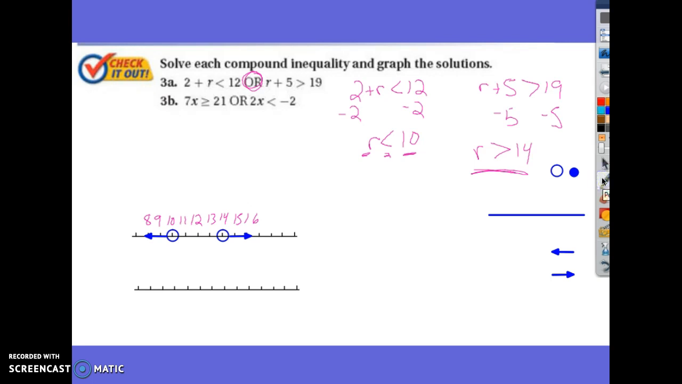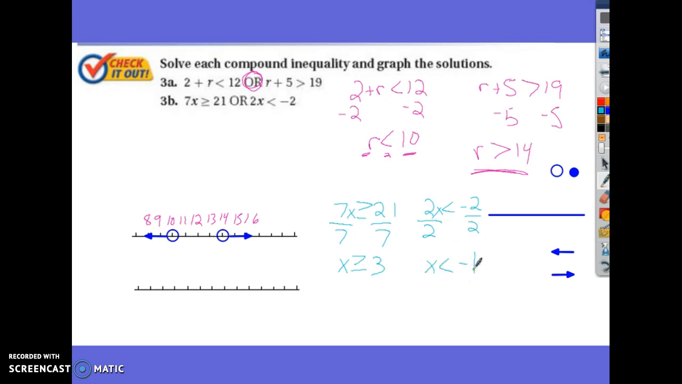Okay, how about the next one? So the next one says 7x is greater than or equal to 21, or 2x is less than -2. So I'm going to solve the one-step inequalities, divide by 7. X is greater than or equal to 3. Over here, divide by 2, divide by 2. X is less than -1.